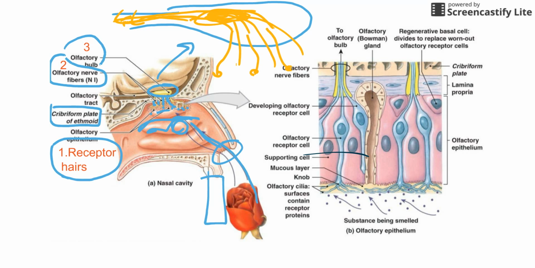On the right-hand side, we have just a zoomed-in picture of exactly that, guys. So here's that cribriform plate. Here are the receptor hairs down here that do all the binding. Here are those fibers that kind of come up and through, and up here would be, as you see here, the olfactory bulb. So this is just a zoomed-in picture of this little chunk right here. All right?